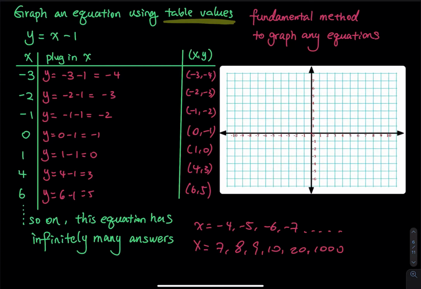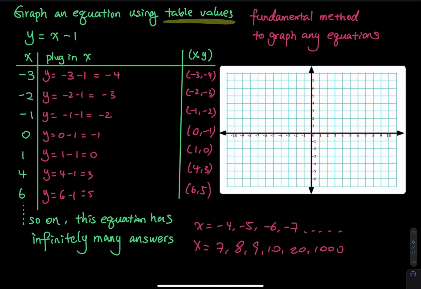Do you see in column 3, I have a bunch of ordered pairs x comma y. So that means this equation has infinitely many possible solutions, because there is a y value for each x value you choose. If we keep doing this, we will get infinitely many ordered pairs. So let's just focus on these 7 solutions.